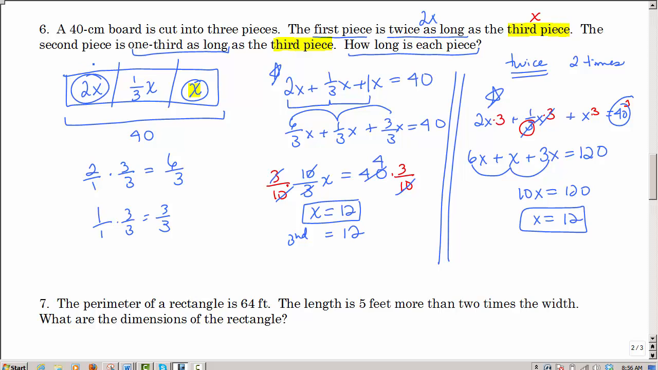So what's the first piece? 2 times 12. So the first piece is 24. What's the middle piece? That's 1/3 times 12, which is 4. And again, you could check that out by adding all those up, and that should equal 40.